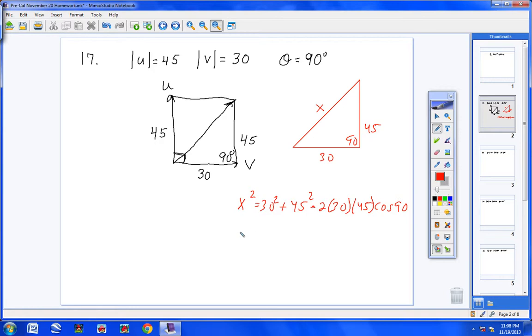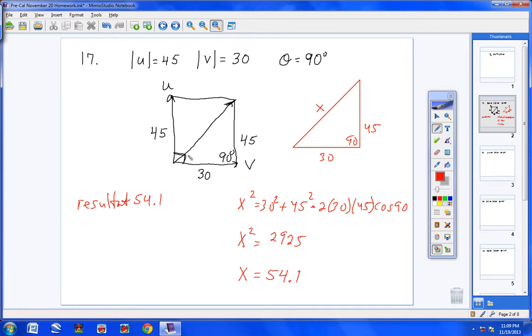And I'm getting this right here, x squared equals 2,925. And now we're going to take the square root of both sides. And if we do that correctly, we will get out, let's see here, 54.1. So x equals 54.1. Or excuse me, the length of x is 54.1. So there we found the resultant. And the resultant is 54.1.